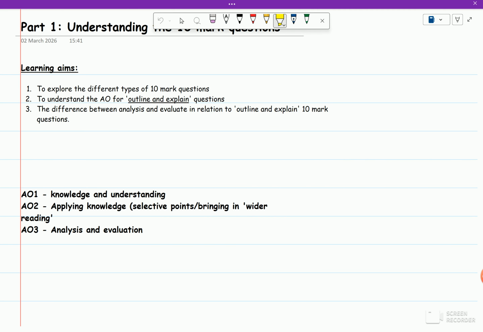We're going to be looking at the different types of 10 mark questions. This is the focus point here. There's going to be two types of 10 mark questions that you're going to get and that we're going to look at. There's one specifically that we're going to base the whole guide on. There's one type of 10 mark question which I personally feel might cause students the most trouble, and therefore it might be the one to focus on first.